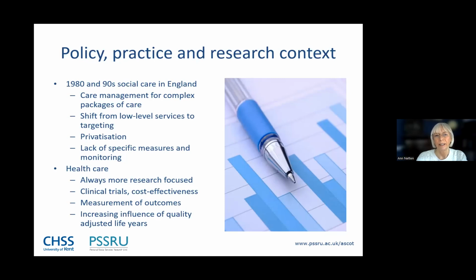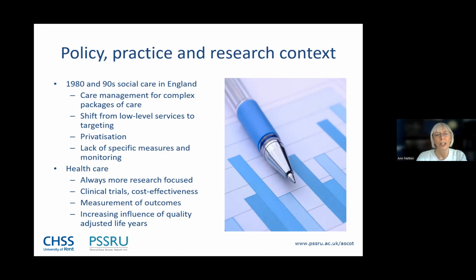It's quite scary to think that this work all started in the previous century. So in the 1980s and 1990s, social care in England, there were a lot of changes being undertaken. I haven't even mentioned here the shift from institutional to community care services. Amongst older people, there's a big emphasis on using care management for complex packages of care. There's a shift from low-level services to targeting on people with higher levels of need. And in provision of services, there was a move to private companies rather than the local authorities providing the services.